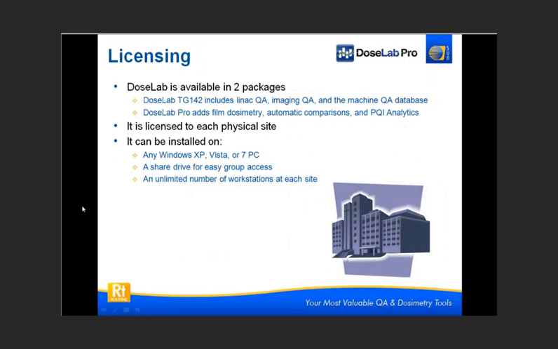DoseLab licensing is available in 2 packages. DoseLab TG142 includes all the Linac QA, Imaging QA, and Machine QA database. And DoseLab Pro adds the film dosimetry, automatic comparisons, and PQI Analytics. It's licensed to each physical site and can be installed on any Windows PC. It can also be installed on a shared drive, and of course at an unlimited number of computers at each site.